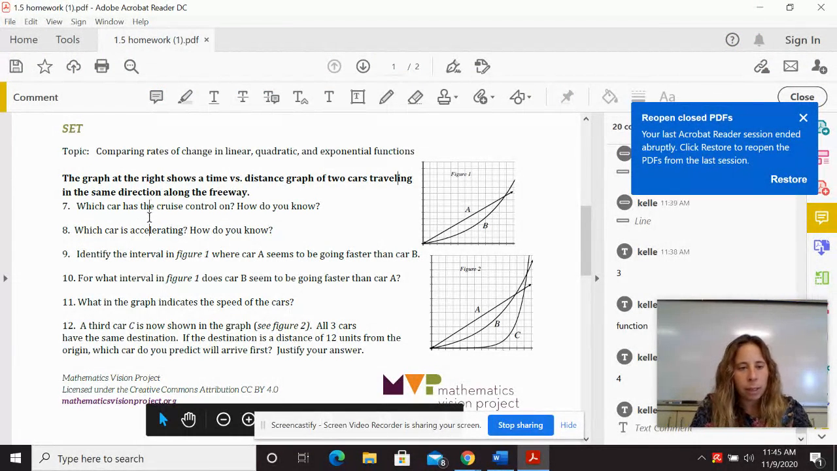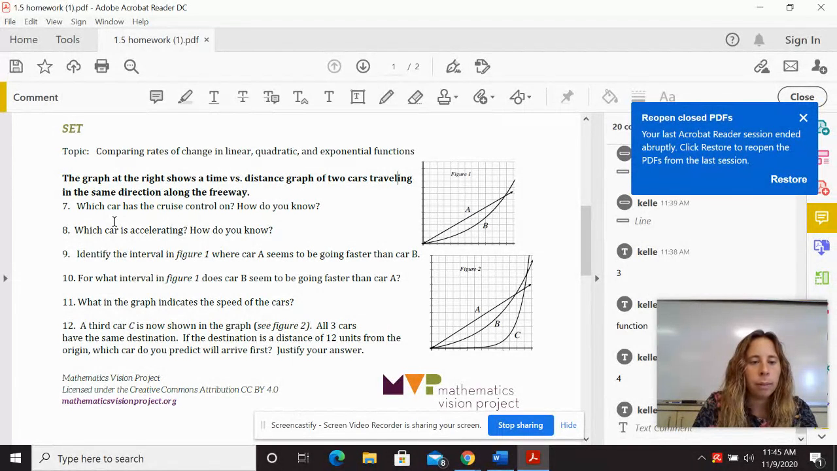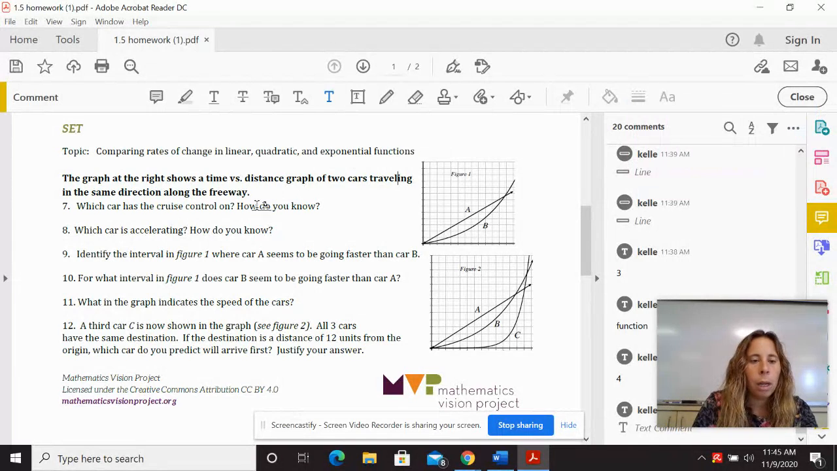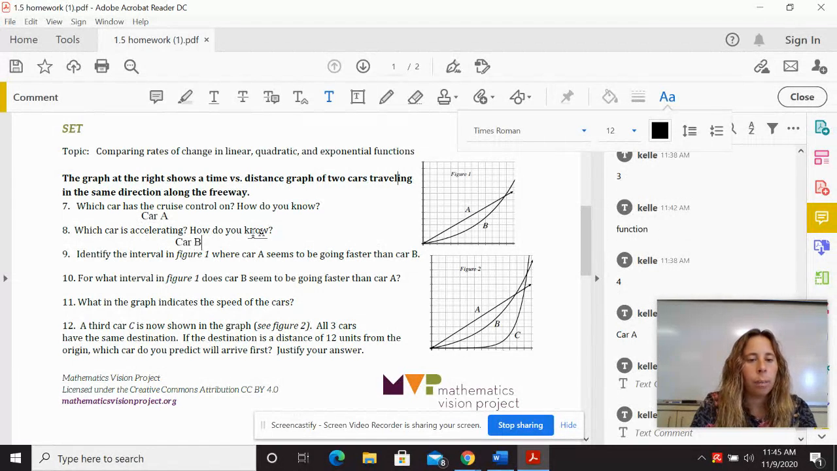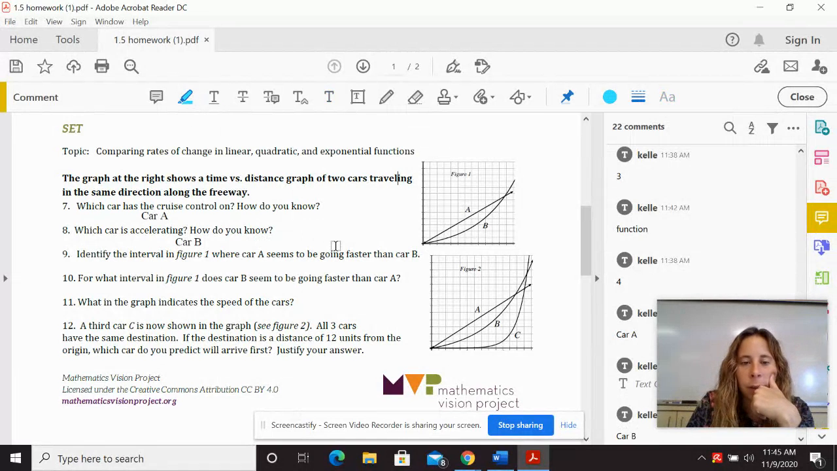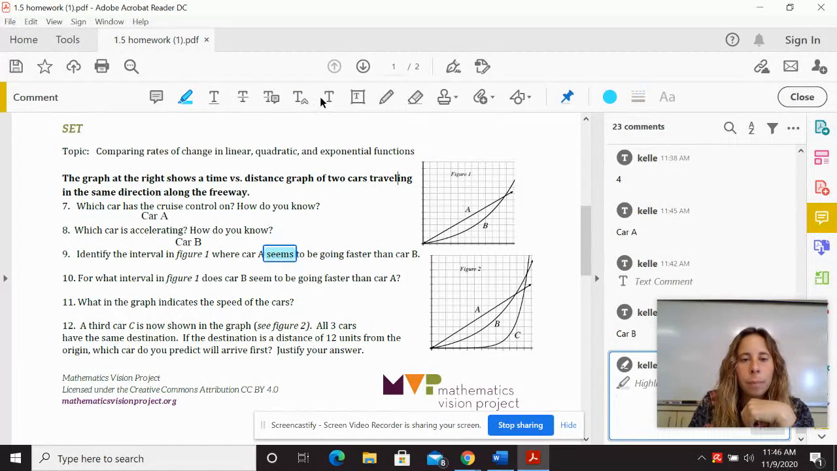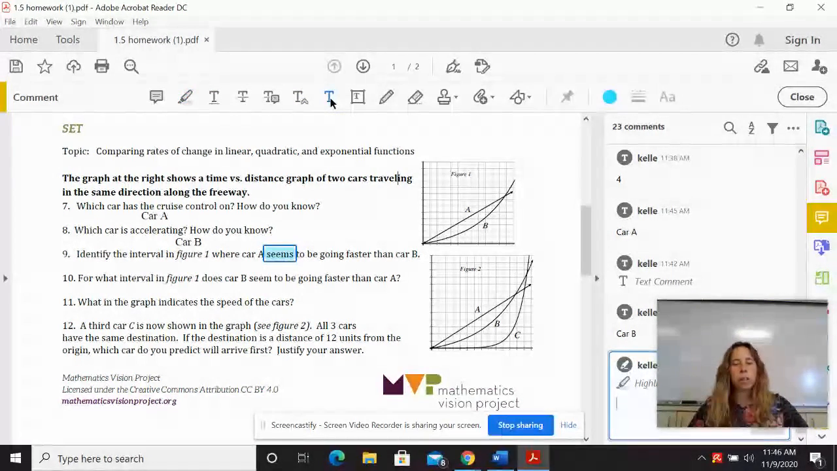Okay, so this was car A. This was car B. Okay, anyways. So, where it seems to be going faster. So where is the slope steeper?